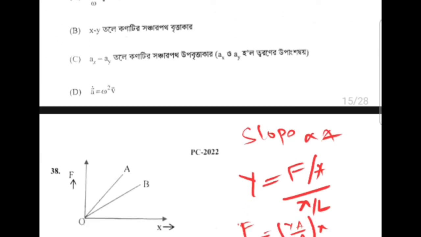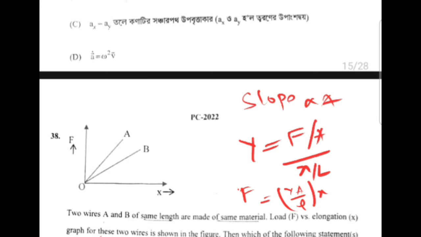Question number 38. Two wires of the same length and material are given, with a graph for these two wires. Which of the following statements are true? The cross-section area of A is greater than B, correct option. And Young's modulus of both A and B are the same. Y equal to F by A equal to x by L, and the slope is directly proportional to A. So options A and D are the correct options.